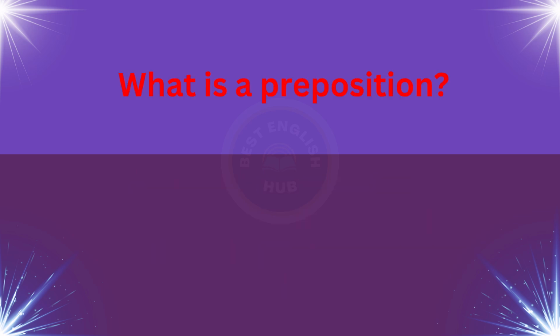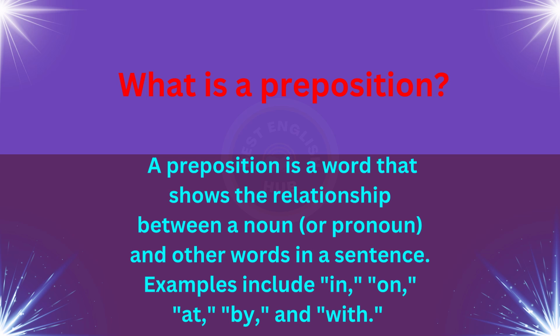What is a preposition? A preposition is a word that shows the relationship between a noun or pronoun and other words in a sentence. Examples include in, on, at, by, and with.